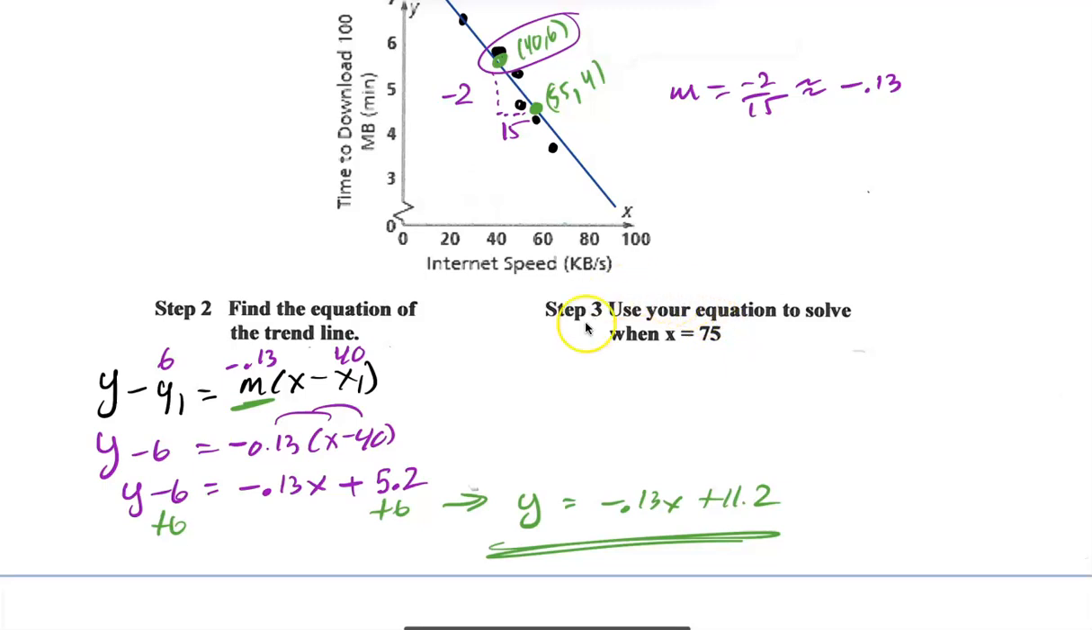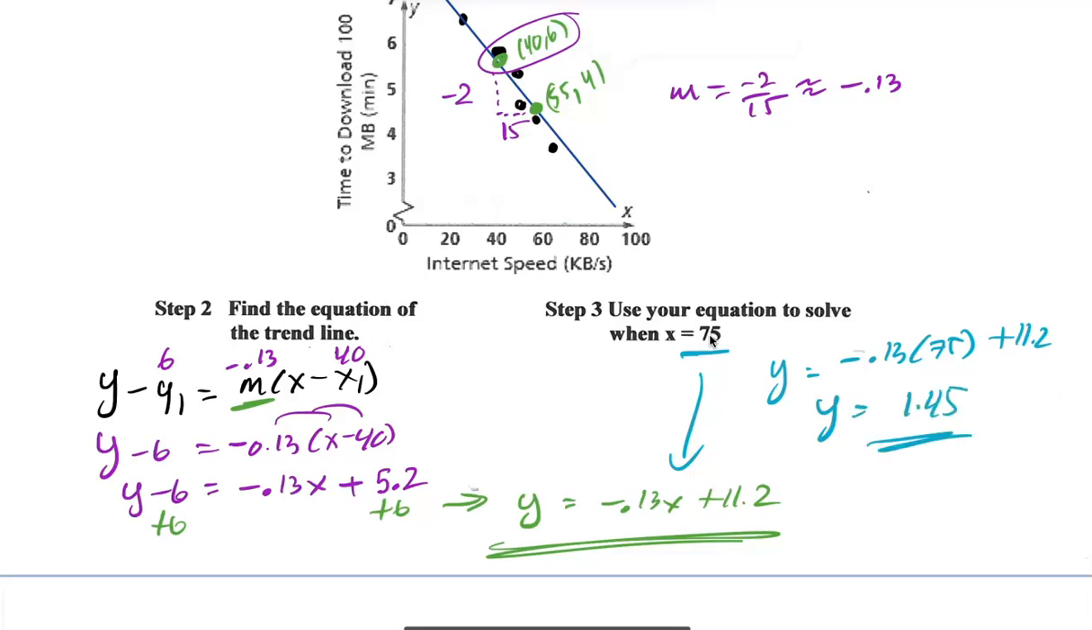Well, we could use it to find out when x is 75. So if my internet speed is 75, like I have a very particular internet speed, how long will it take me to download it? In that case, we're just going to substitute it in. That's the beauty of this thing. So 75 goes in for x, plus 11.2. I'm going to put this into my calculator. And I get 1.45. So that means it's going to take 1.45 minutes to download at that speed. And that's the idea.